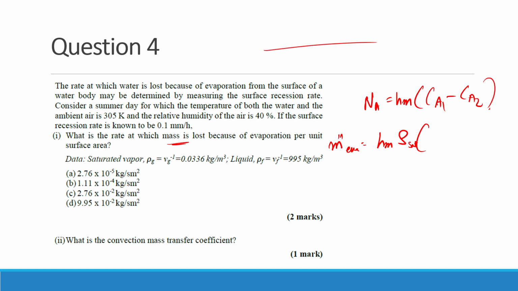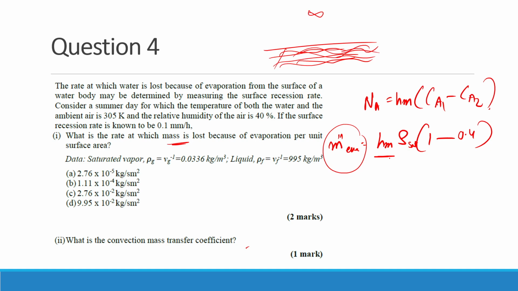Then the evaporation is occurring from water. So over here there will be 100% water, so the concentration is 1, and over here we have a relative humidity of 40%, so it will be 0.4. But we don't have this HM, so that is what we have been asked to find in the second question. So HM we have to find, but for that we need to find the rate at which the mass is lost.